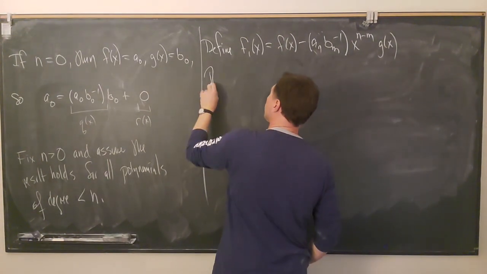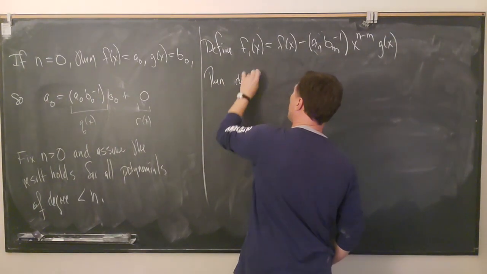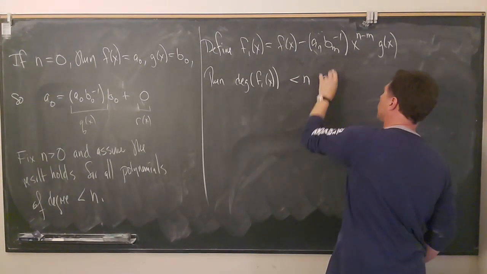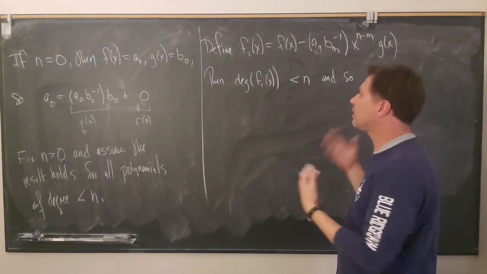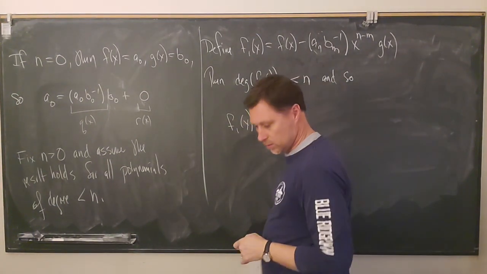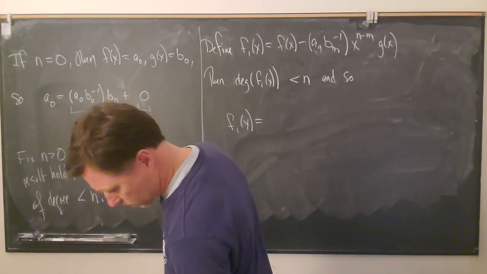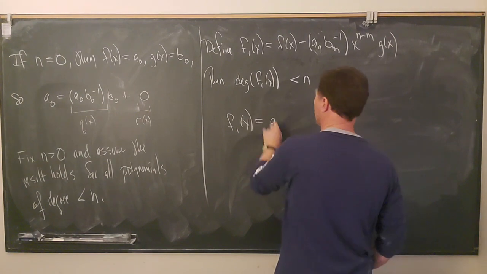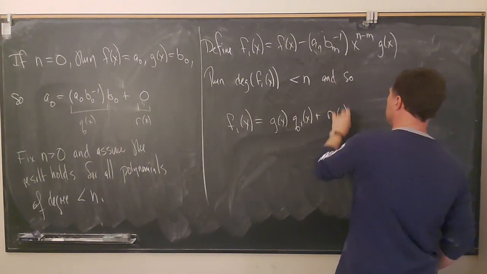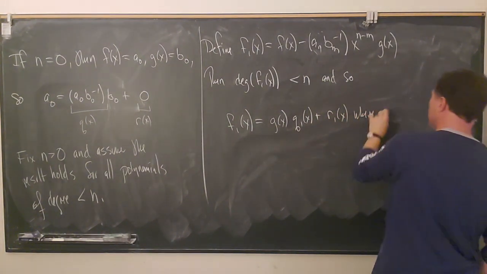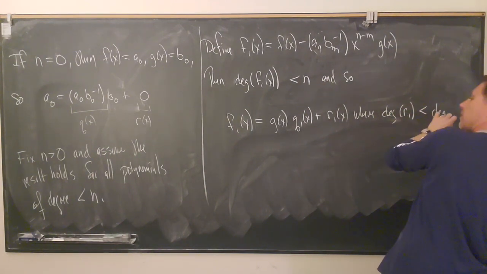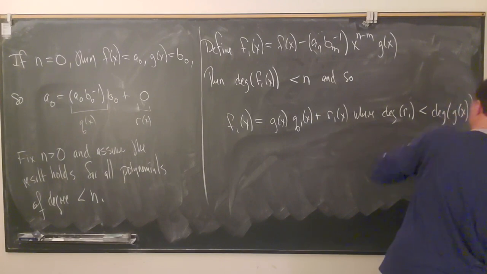Okay, so then the degree of f1 of x is strictly less than n. And so the division algorithm holds, and that means that f1 of x is equal to g of x times, say, q1 of x plus r1 of x, where the degree of r1 of x is strictly less than the degree of g of x.